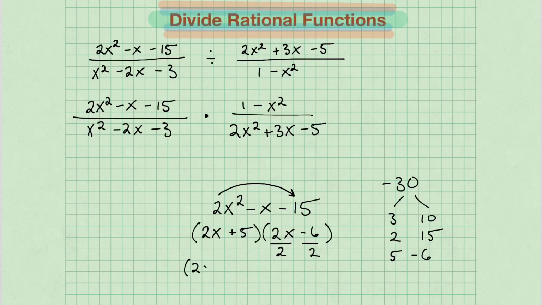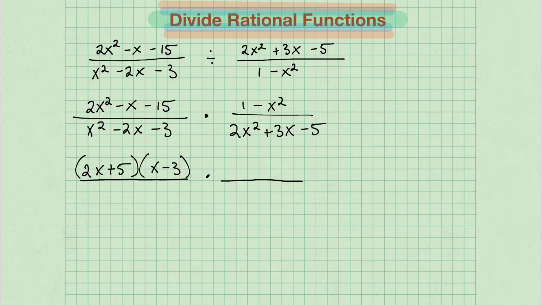So our first term we have 2x plus 5. Our second one we're going to have x minus 3. So there it is. 2x squared minus x minus 15, once it's all the way factored, is 2x plus 5, x minus 3. So now I'm going to go ahead and erase this top one and replace it with these factors here. Okay, so there it is on the numerator of the first rational expression.